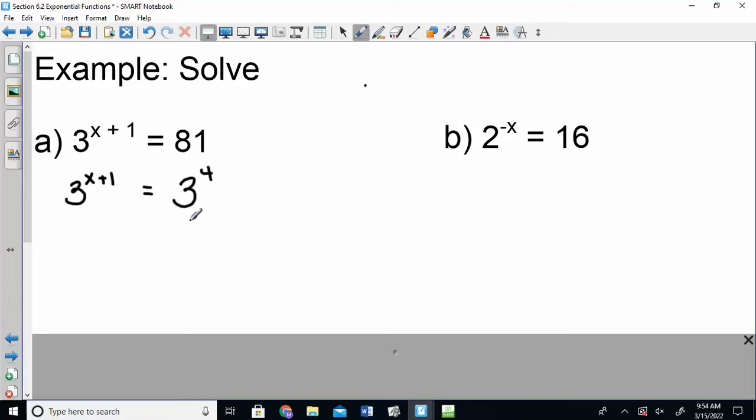So now, if the base is the same on each side, you can drop that base and just say the exponents are equal. X plus 1 has to equal 4. Subtract your 1 and x is 3. And we can always check these. If you plug in your 3, 3 plus 1 is 4, 3 to the 4th does equal 81. All right, so B.